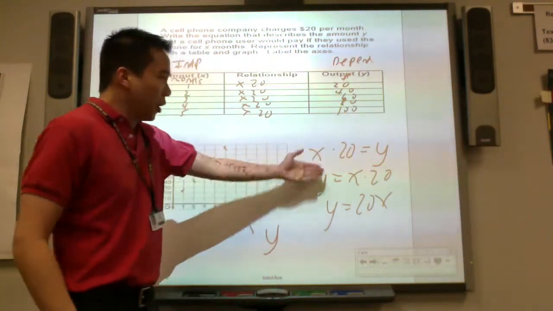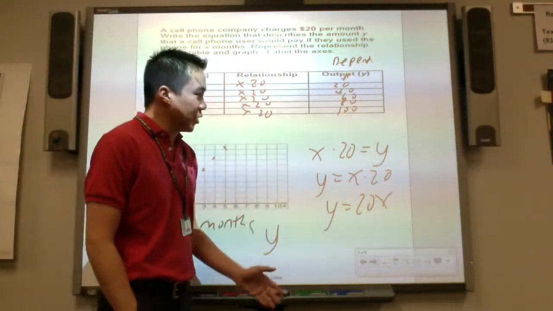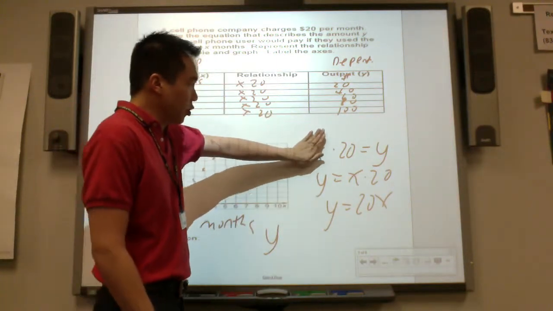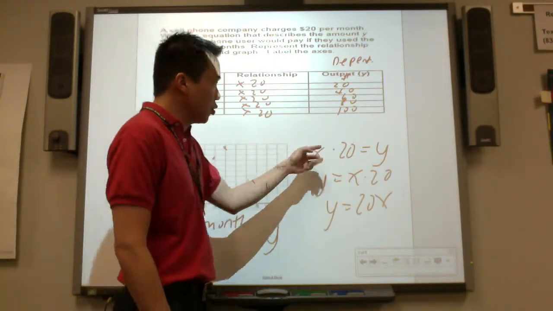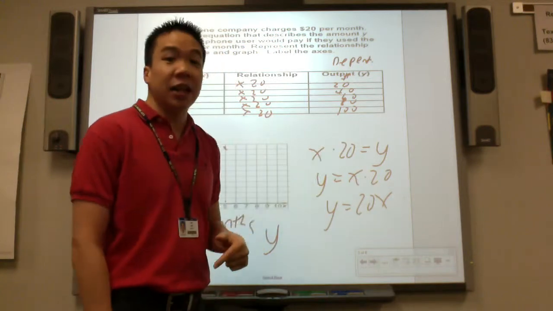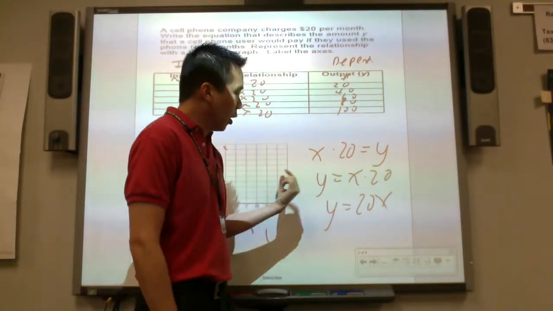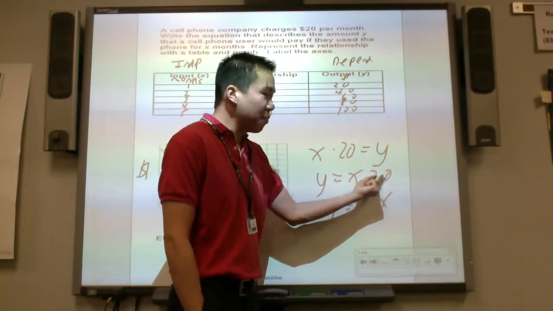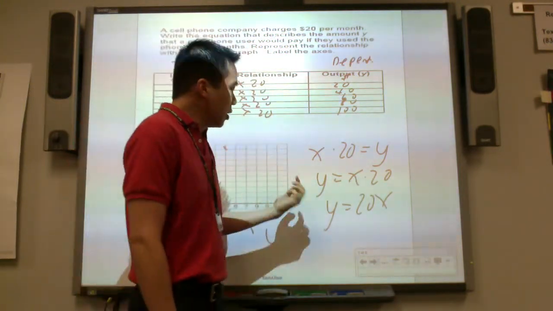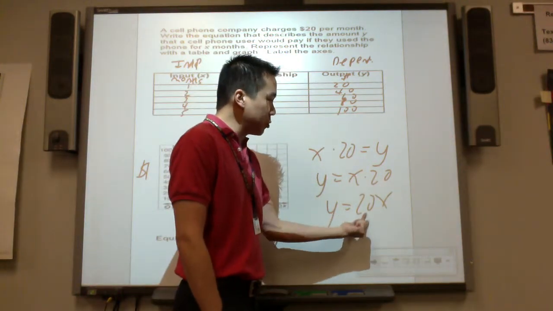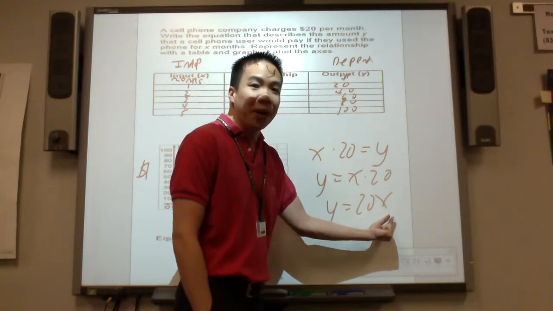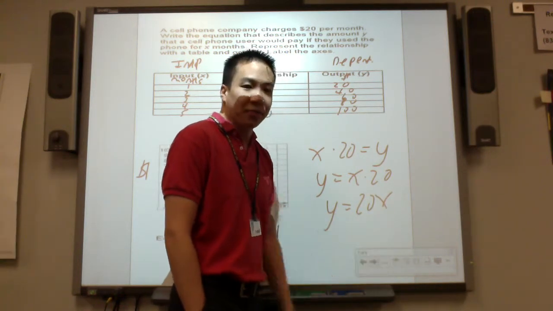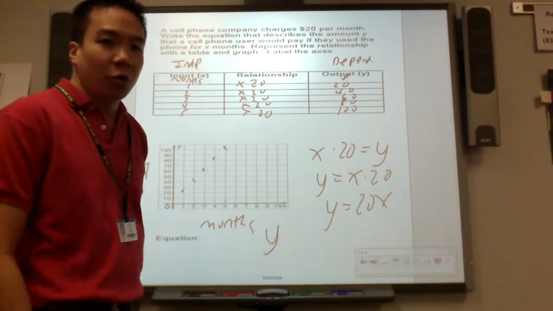All of these are the equation. They all mean the same thing. Why? You're given an input, which was one of the months. You multiply by 20, you will get the dollar amount, the y. Or to find the dollar amount, you have to multiply the month by 20. Or to find the dollar amount, you have to multiply the 20 by how many months? $20 per month. So each one of these works.